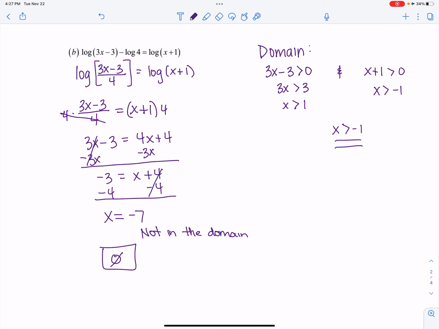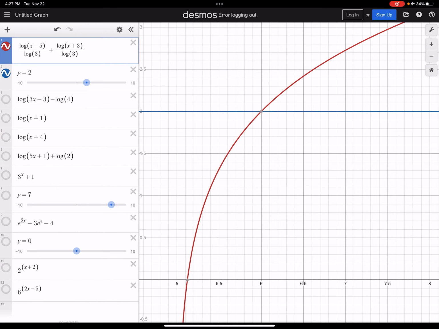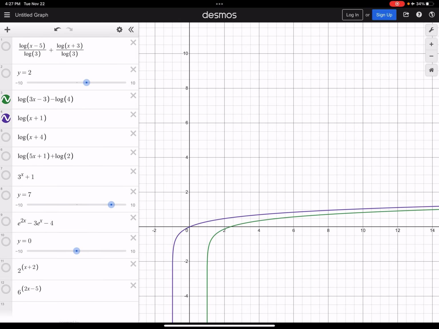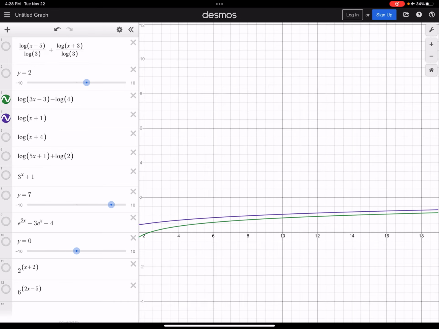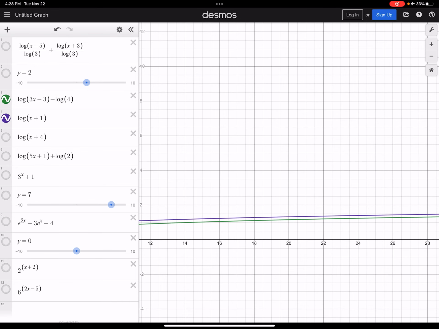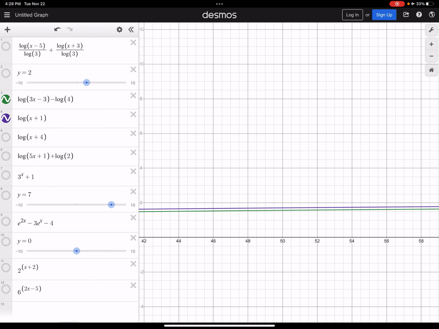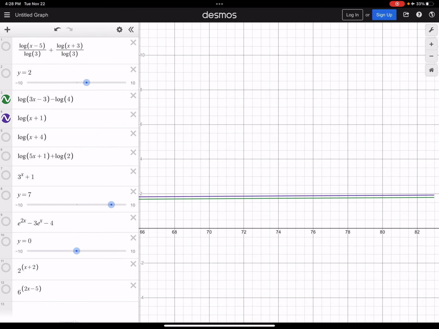Let's find our graphical view. Here we go. We'll zoom out. We'll see what these guys are doing. We have log of 3x minus 3 minus log of 4 in the purple, or in the green, I'm sorry, and then log of x plus 1 is in the purple. And we're just trying to find when they will intersect because that tells us the solution.